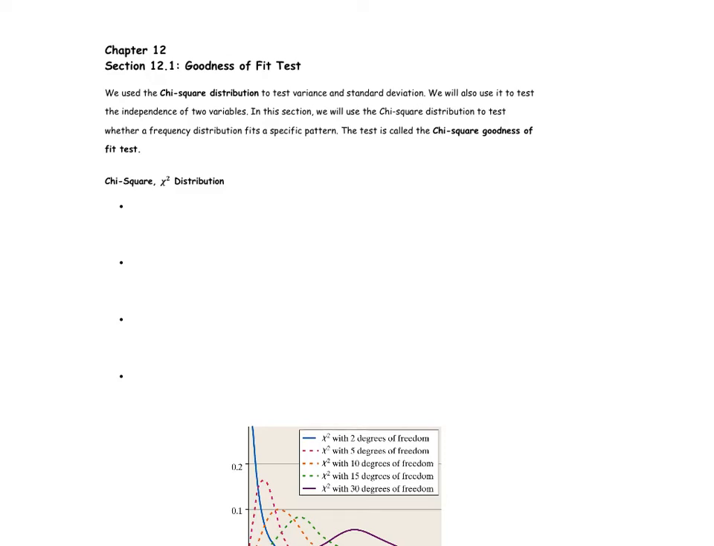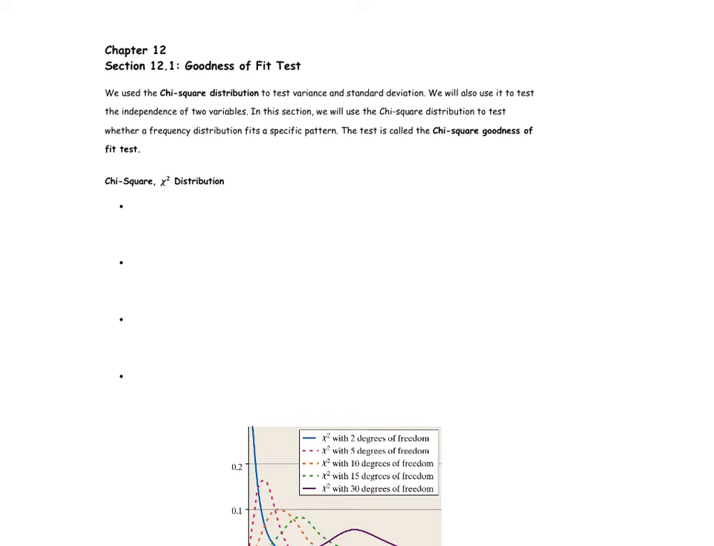Welcome to Chapter 12. We are going to be looking at a new distribution, and we're going to be testing different types of parameters. We're going to be testing things like a distribution. We're going to be testing if two variables are independent. Chapter 12 is going to look at different types of parameters for our inferential statistics.